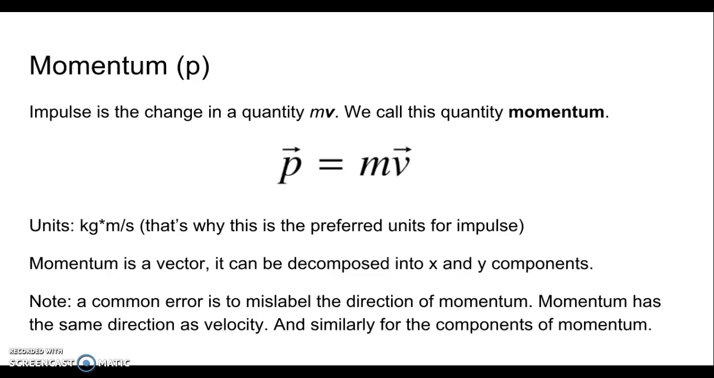We're going to symbolize momentum with a lowercase p, because of the silent p of momentum. Impulse is the change in this quantity, the change in momentum. Momentum is just mass times velocity. Please note here that momentum is a vector because velocity is a vector, and they're going to point in the same direction. So the momentum of the object points in the same direction as that object's velocity. The units for momentum are going to be mass, kilograms, times velocity, meters per second. So kilograms times meters per second. And that's why this is the preferred unit for impulse, since impulse is the change in momentum.